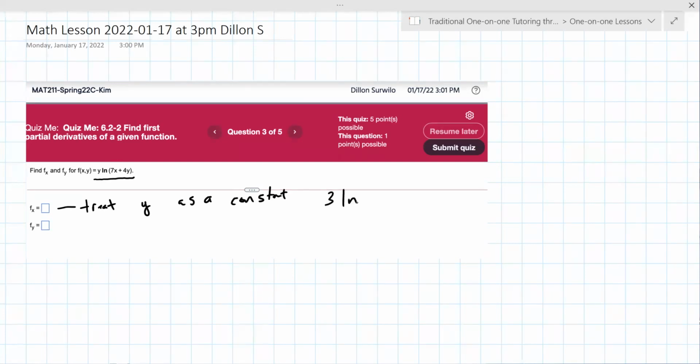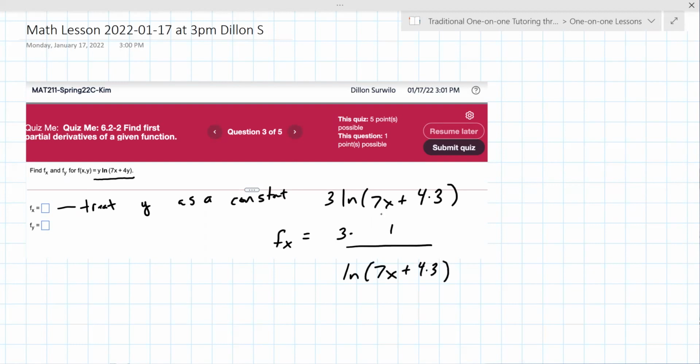So if this is 3 natural log 7x plus 4 times 3, the derivative of ln is always 1 over. So your derivative is 3 times 1 over whatever the inside function is. But then you have to take the derivative of the inside function, and the derivative of the inside function is just 7.